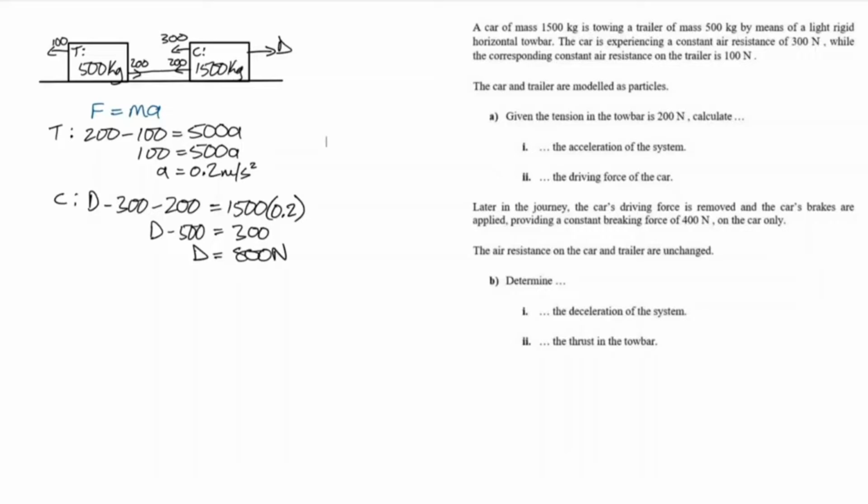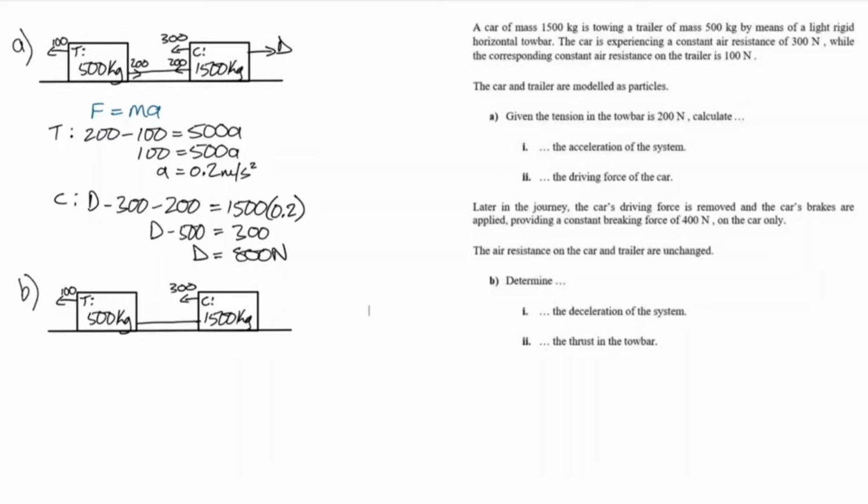The question continues and tells us that later in the journey, the car's driving force is removed and the car's brakes are applied. These brakes provide a constant braking force of 400 newtons, and that applies to the car only. The air resistance on the car and the trailer are unchanged, and we're asked to determine two things: the deceleration of the system and the thrust in the tow bar.